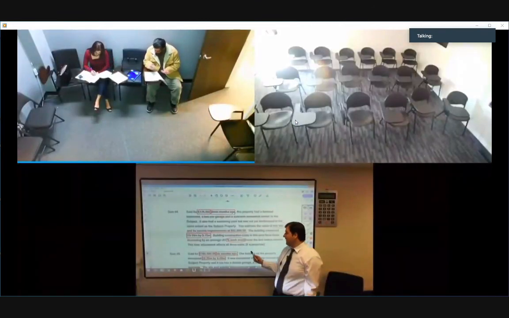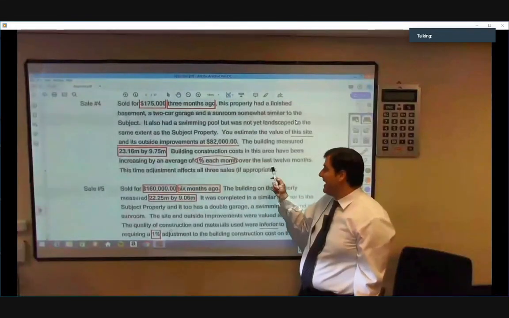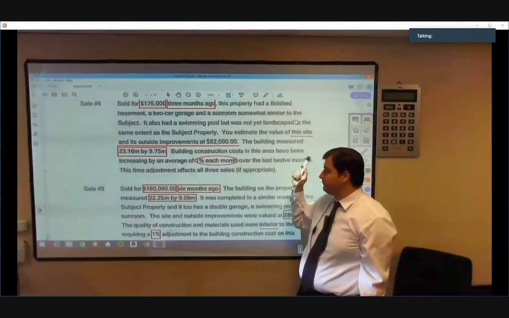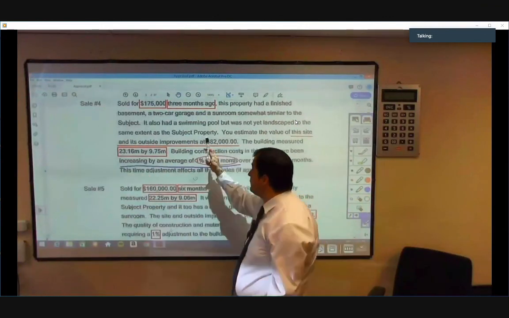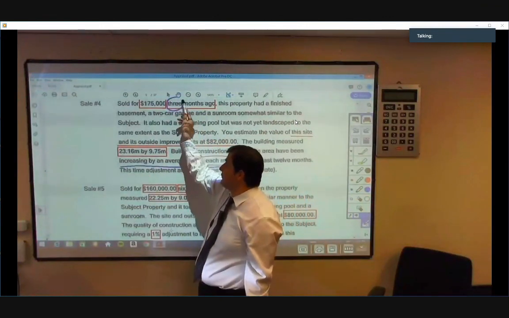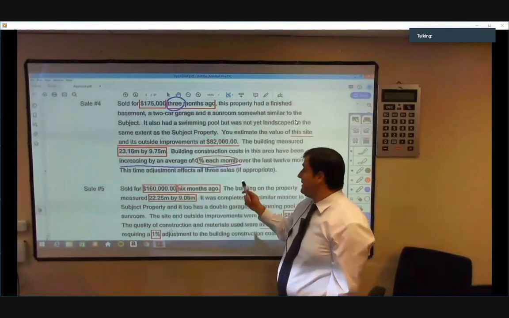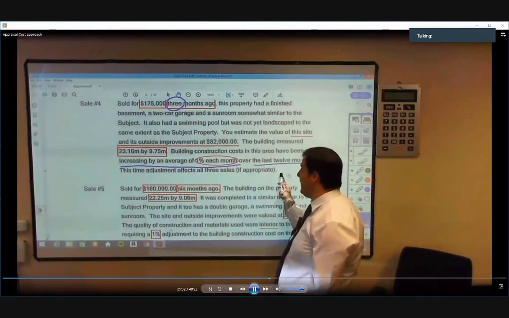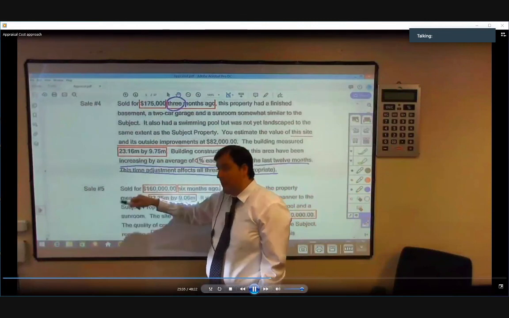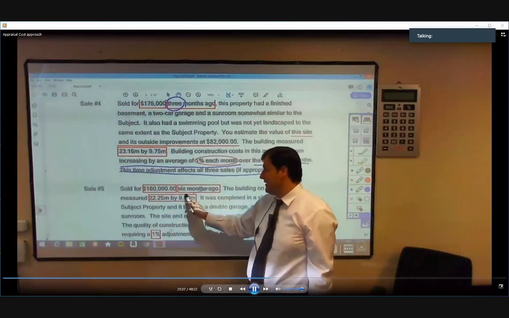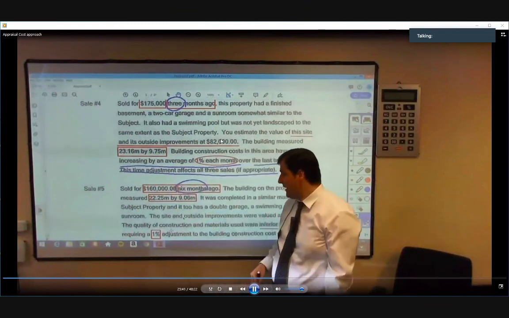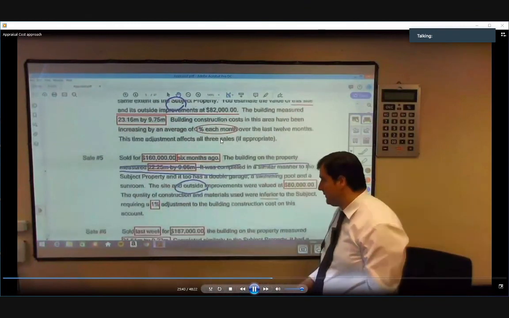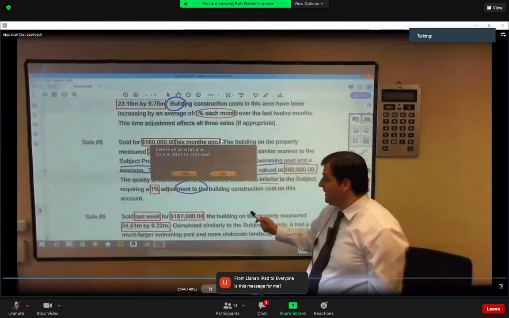Now, but then they say this building has its building prices increased by 1% per month. And how long ago this one sold? 3 months ago. So you have to do 3 months adjustment. And they say this 1% applies to all the other properties too. So this one sold 6 months ago, so you have to do 6% for that one. And the last one sold when? Last week, so you don't have to do anything.